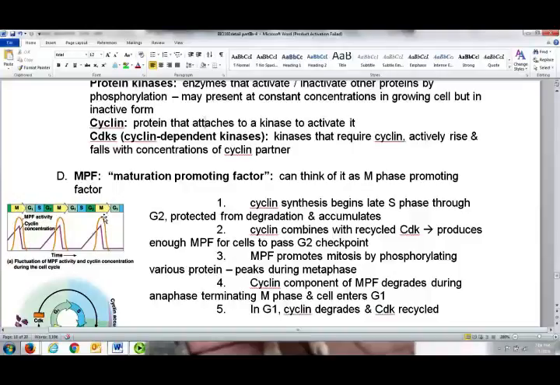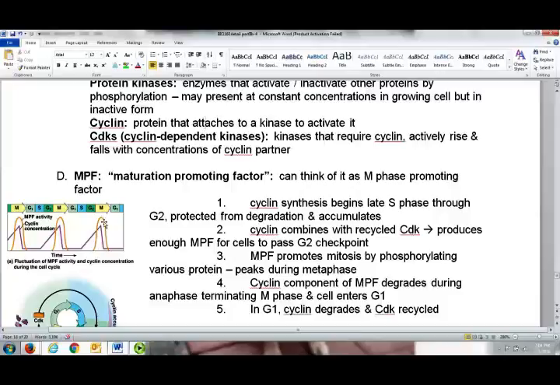So cyclin synthesis begins in the late S phase, so right here is where you're going to begin to synthesize those cyclins. And this will happen through G2, and it gets protected from degradation and starts to accumulate. Then the cyclin is going to combine with the recycled CDK or cyclin-dependent kinase, and this will produce enough of the MPF for the cells to get past the G2 checkpoint.